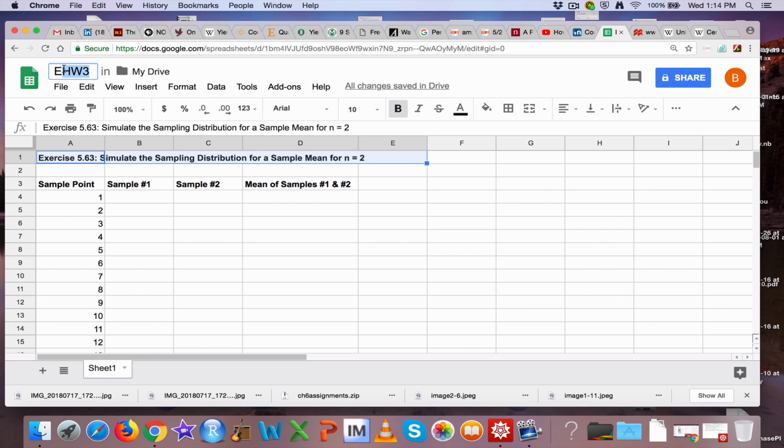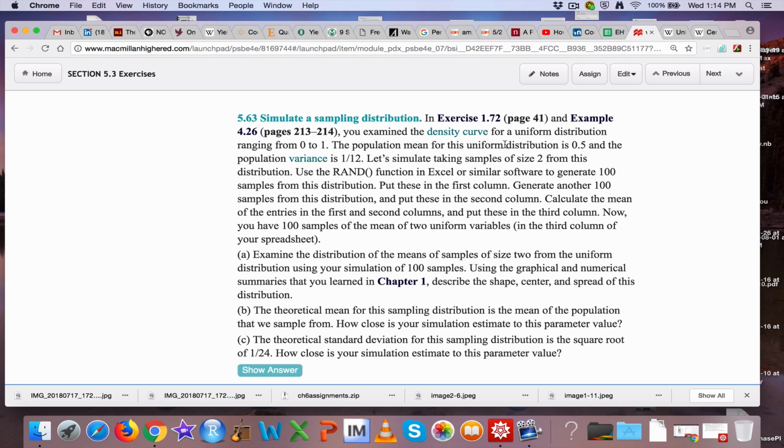This also happens to be EHW3, electronic homework 3 from my stats course, and it is referring to exercise 5.63 in the current version of the textbook that we use. Here is the problem statement. I want to take this down piece by piece.